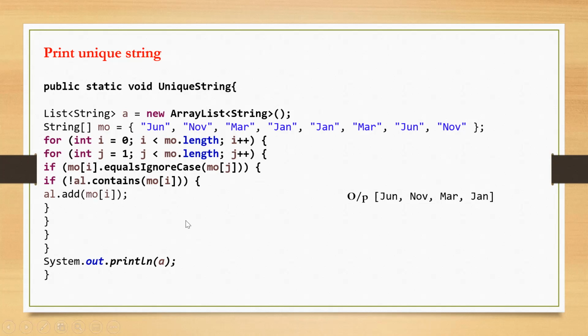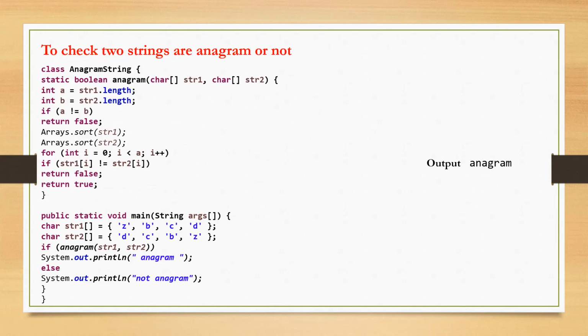That's it. Now coming to the third, this is also one of the important programs: check whether two strings are anagrams or not. For that, what is the meaning of anagram, guys? Let us assume one string we have passed is ZBCD and the second is DCBZ.